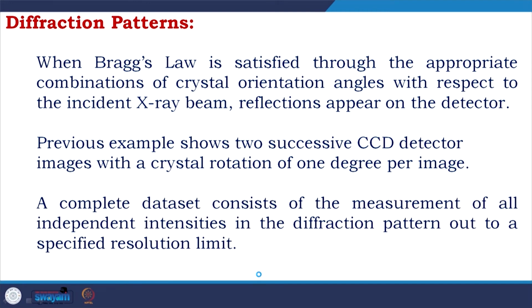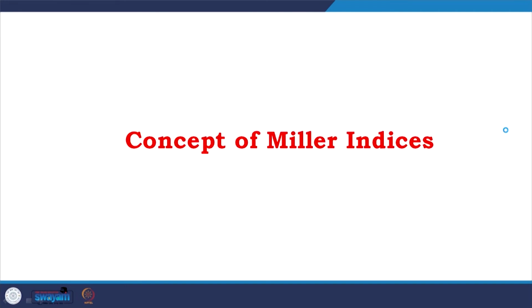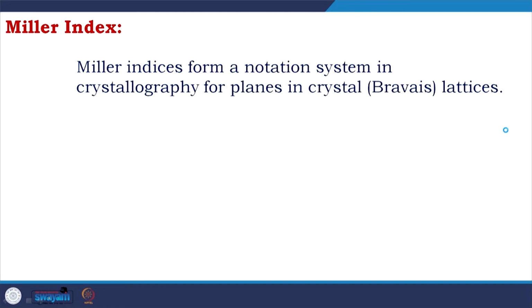A complete data set consists of the measurement of all independent intensities in the diffraction pattern out to a specified resolution limit, which means if you have to collect 90 or 180 or 360 or 720 images, each of them has one intensity, and then you have independent intensities, 90 independent intensities, and you get the summation of that to get the total number. Coming to the concept of Miller index.